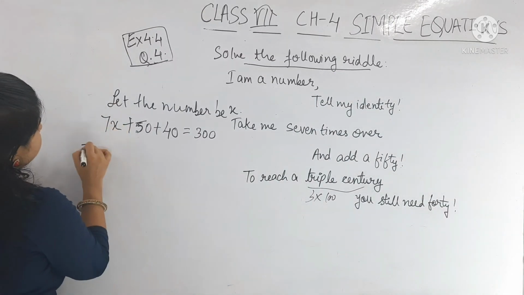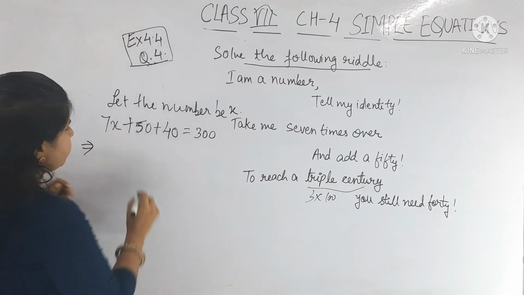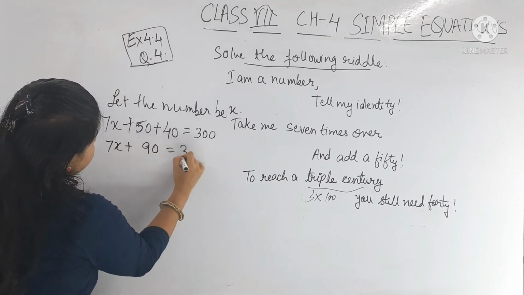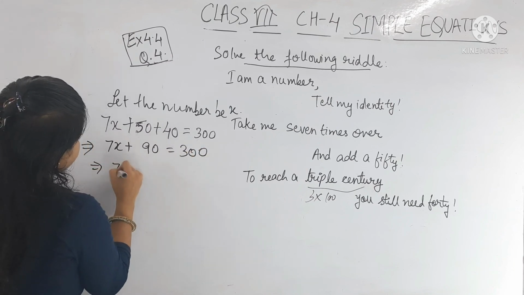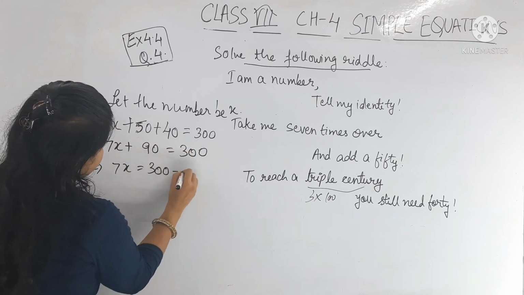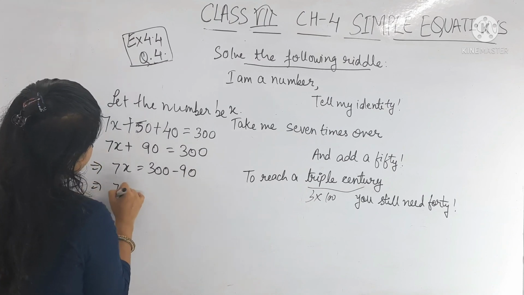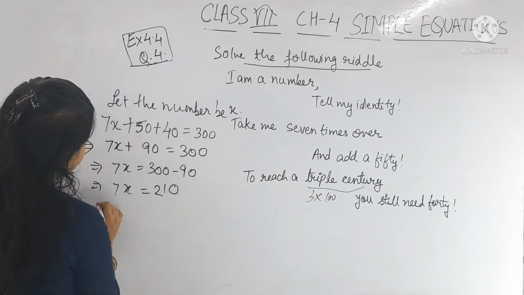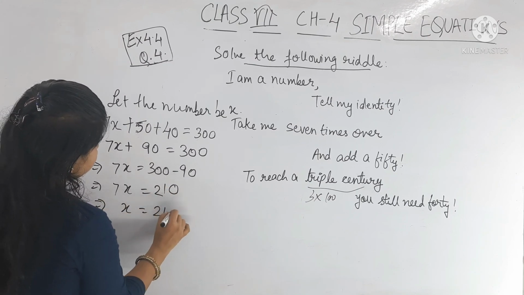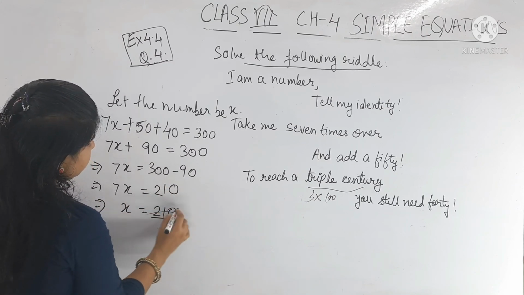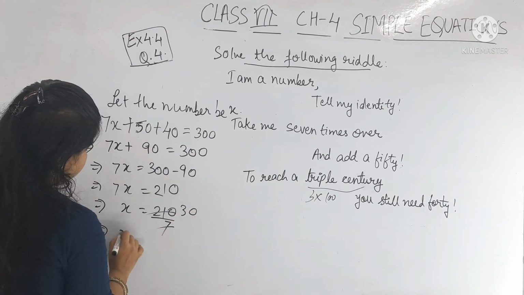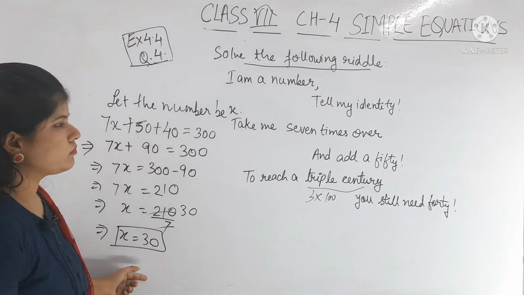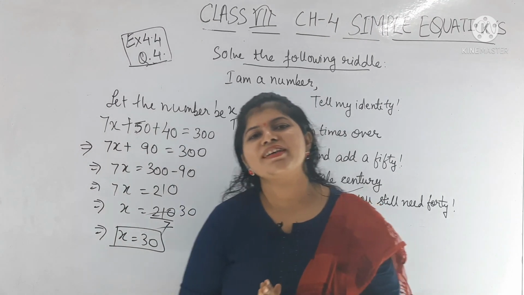So I will solve for this x. 7x plus 50 plus 40 is 90, equal to 300. 7x equal to 300 minus 90. So I am getting 7x equal to 210. x equal to 210 by 7, 7 thirties. So the number is 30. Okay students, I hope you understood up till here.